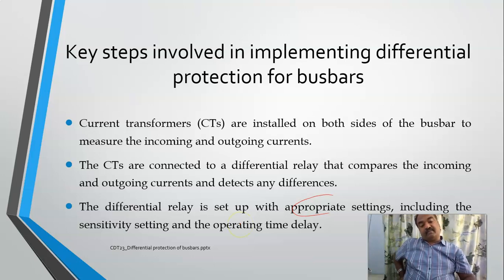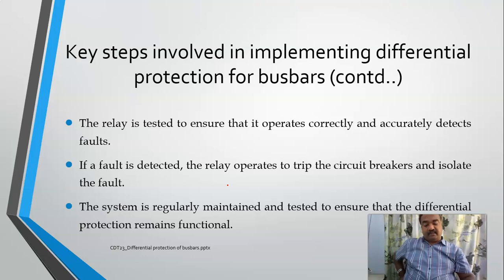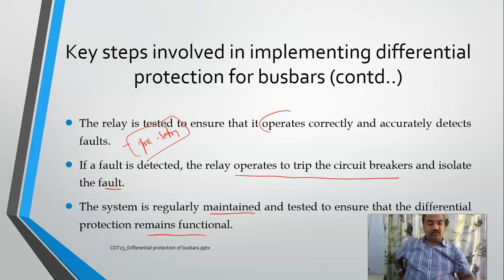Sometimes you may use it as a backup relay, a secondary relay, or a primary relay. Depending upon your requirement, you will be setting up the operating time. The relay is tested to ensure that it operates correctly and accurately detects a fault. This is the pre-setting function, where before installation itself you will be checking it. If a fault is detected, the relay operates to trip the circuit breakers and isolate the fault. The entire system is regularly maintained and tested to ensure that the differential protection remains functional. So these are the simple steps which you as a fresher should follow.